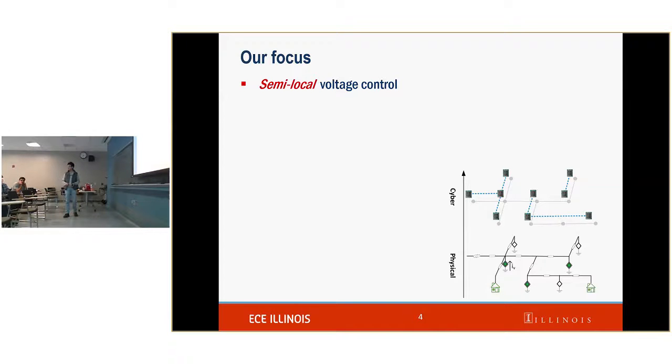And on top of that, we have a cyber layer, which allows some of the buses to communicate with some others. However, different from the previous ones, we do not assume this network is strongly connected, meaning that sometimes these buses may be partitioned into different clusters, or we are going to call them components, and the buses can only communicate with the buses within that component.